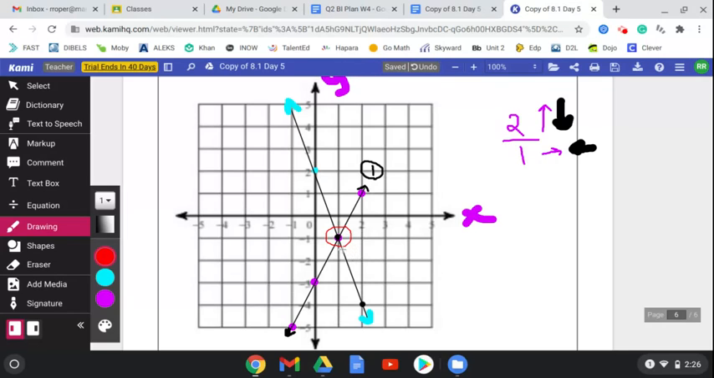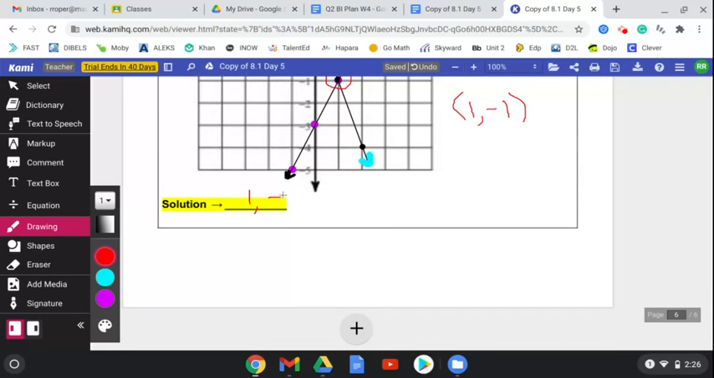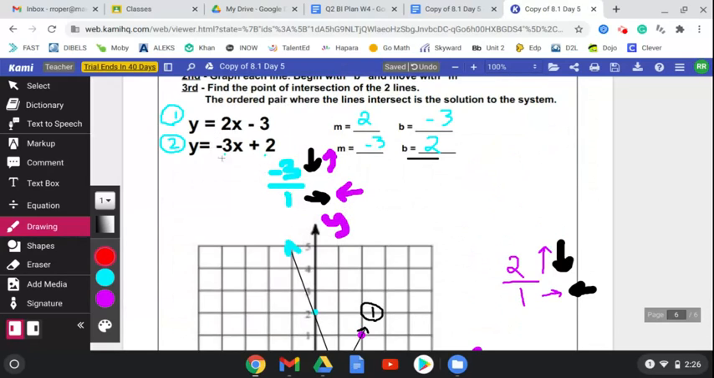So I need to figure out what is the ordered pair there. Well, when doing the ordered pair, I start at the origin, and to get right here, I would go right 1 and down 1. Right 1, that's 1. Down 1, that's -1. Okay, so that's my ordered pair. 1, -1, that is my solution. So that's what I'll put right here. 1, -1.